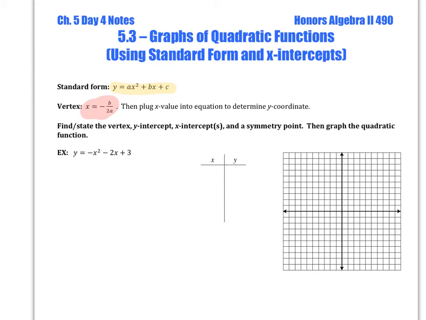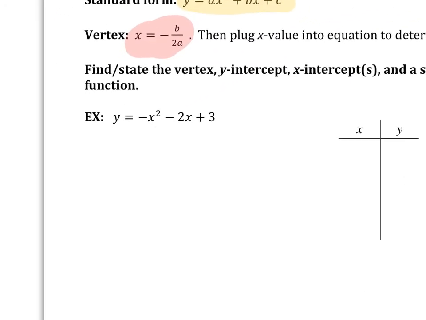So let's go ahead and get started with our first example. We're going to find the vertex, state it. We're going to find the y-intercept. We're going to find the x-intercept or x-intercepts, and then we're going to talk about symmetry points. All right, then we'll graph this quadratic function. So let's go ahead and begin.